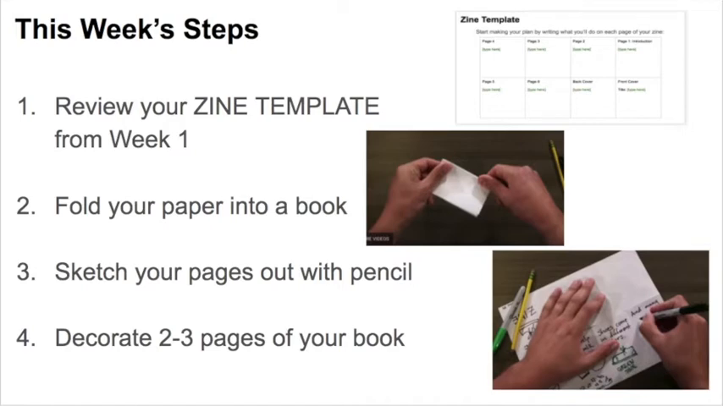So this is what you're going to do this week. You're going to look over your zine template from last week. Then you're going to fold your little piece of paper into your zine. I'm going to show you how to do that. Next, you're going to sketch out all of the pages with a pencil, and then decorate 2 to 3 pages of your book. You don't need to finish this whole project this week. This is a multi-week project, so you can take your time, just do 2 to 3 pages for now.